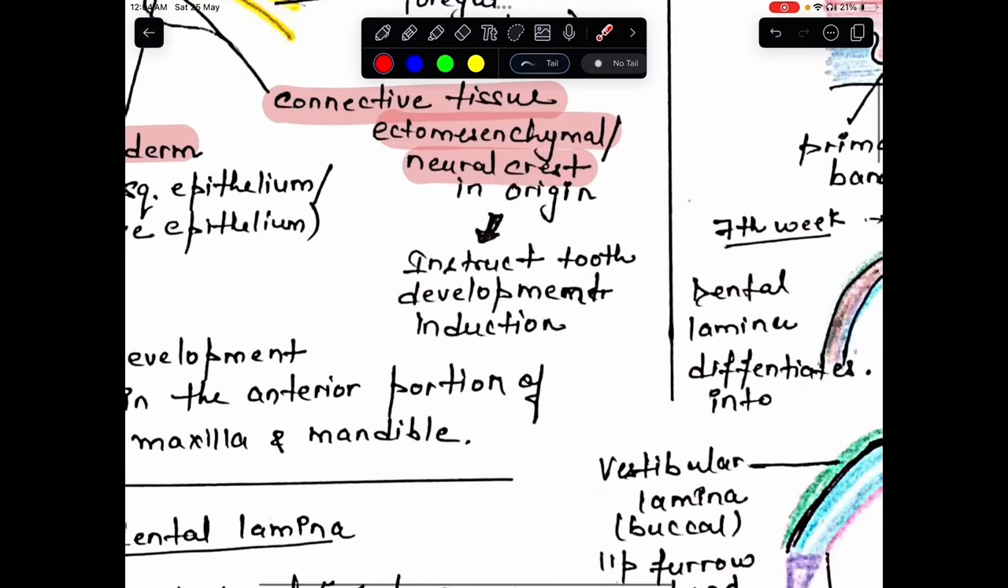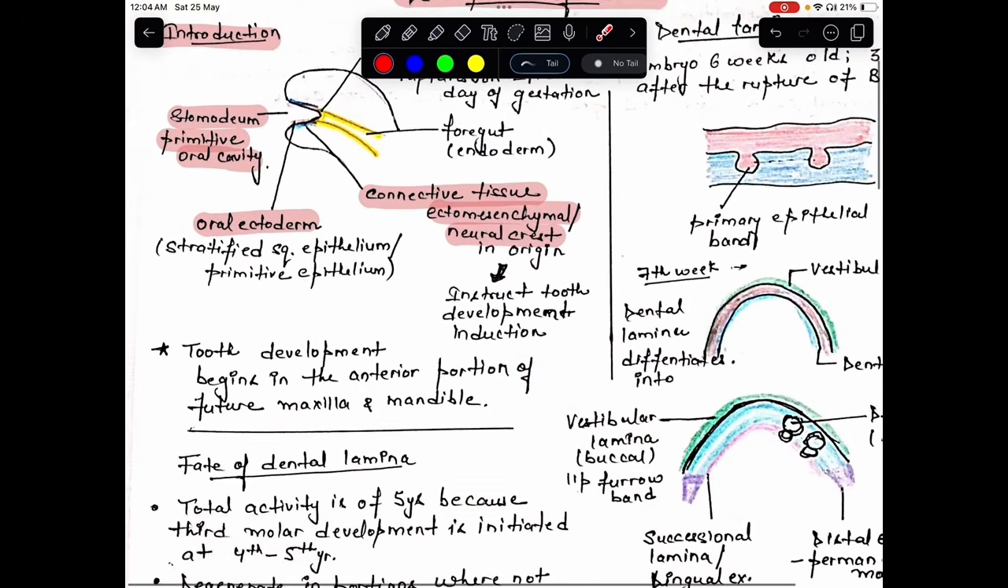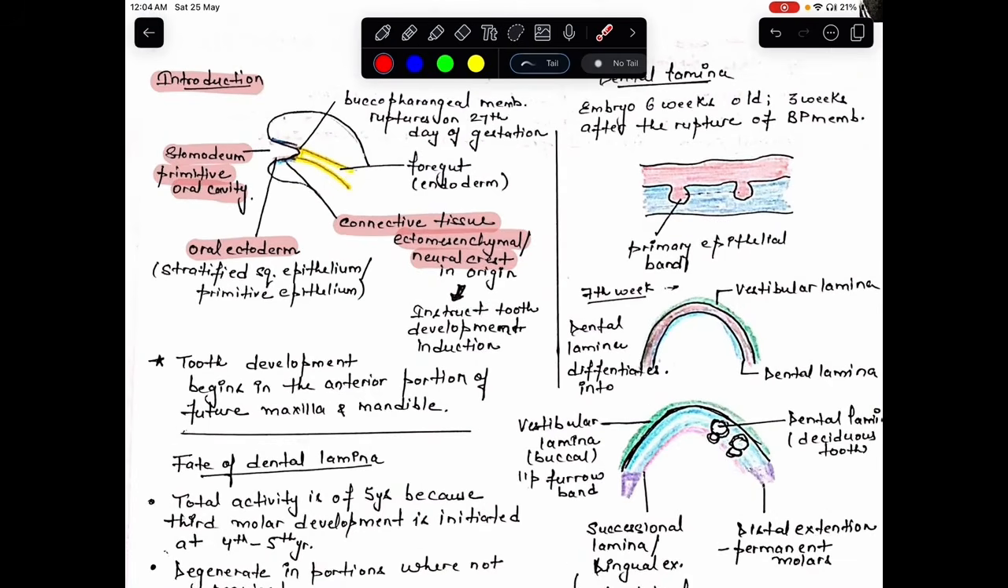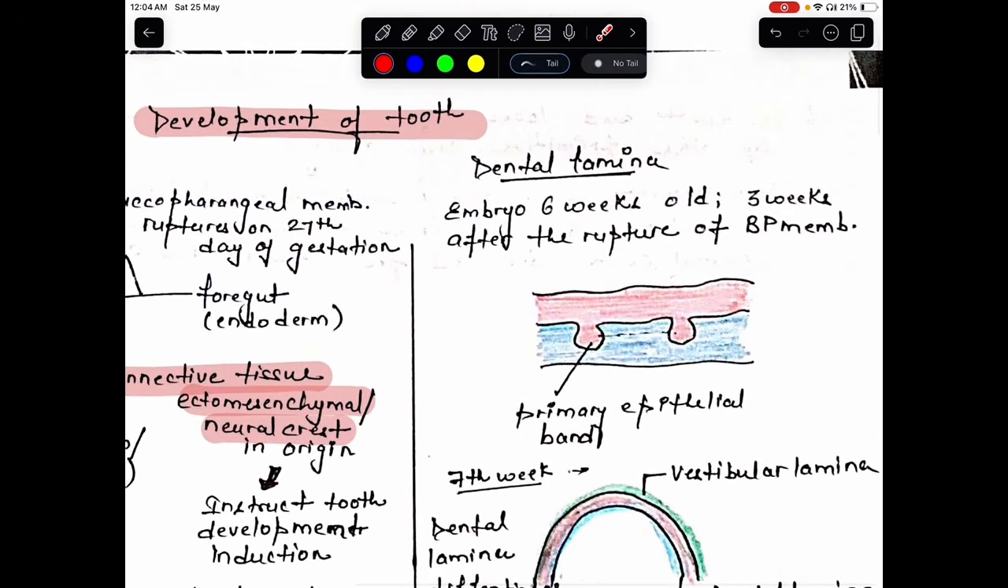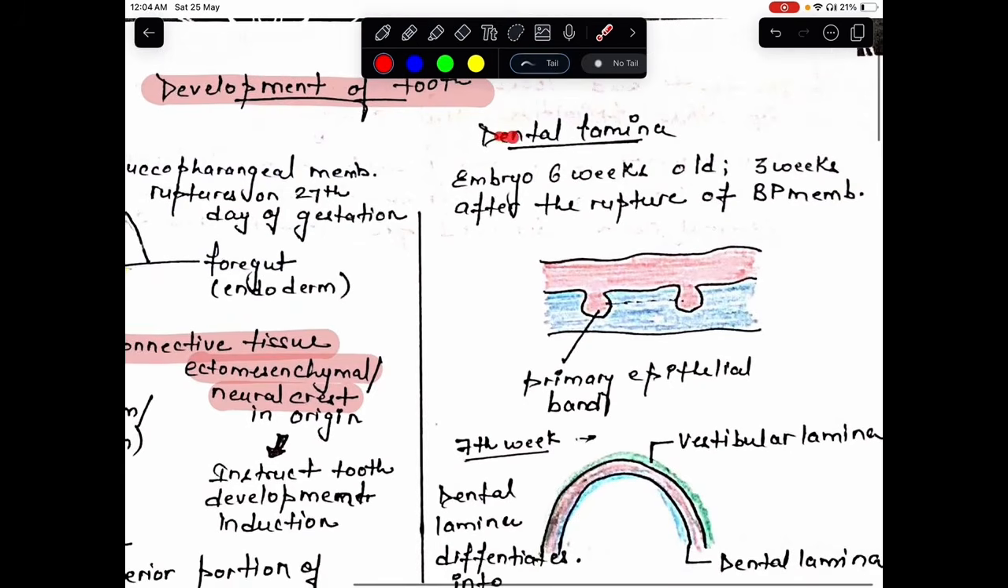Another important thing is that this connective tissue, ectomesenchymal in origin, instructs the oral cavity or the dental lamina when to form the tooth and where to form it. Okay, and tooth development begins in the anterior portion first. Obviously, the central incisors and canines are formed first. It's just that. Now coming on to the dental lamina.